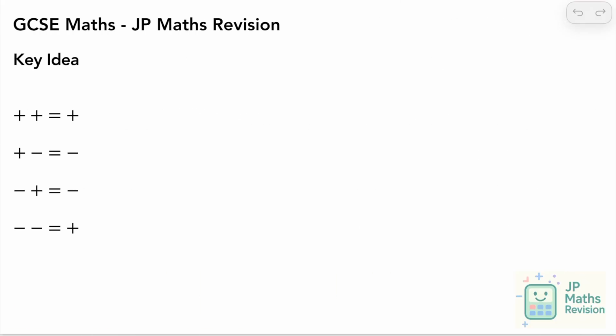So the key idea: if I have two pluses, that makes a plus. If I have a plus and a minus next to each other, that makes a minus. If I have a minus and a plus next to each other, that also makes a minus. And two minuses make a plus. We need to remember these rules in order to answer these questions.